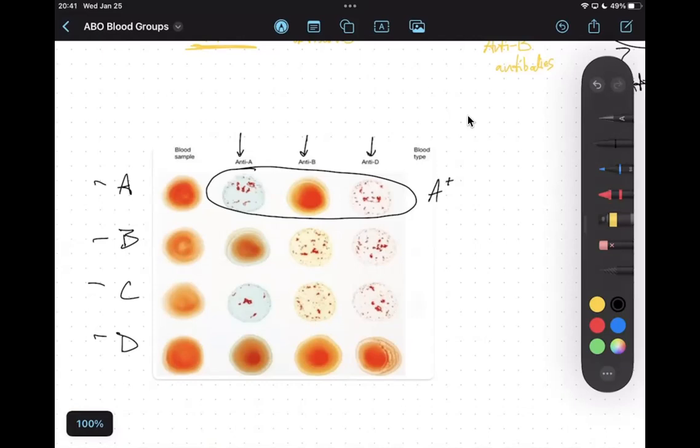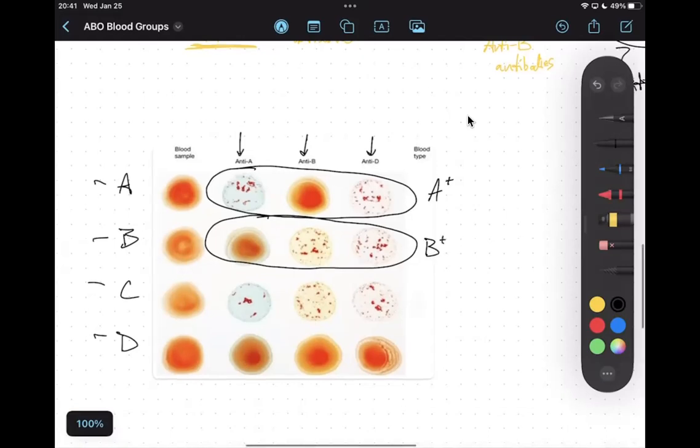All right. So let's do the second one. And you feel free to pause the video and try to figure these other ones out on your own. All right. And I'm going to continue. So in the first column, we see no agglutination. So we don't have A. In the second column, we see agglutination. So we have B. And in the D column, we see that it agglutinates. So this is going to be B positive.